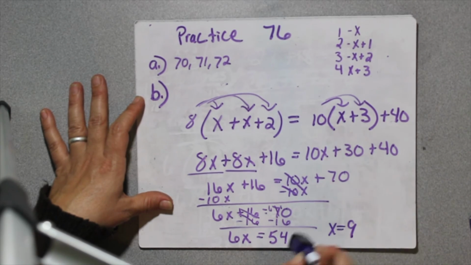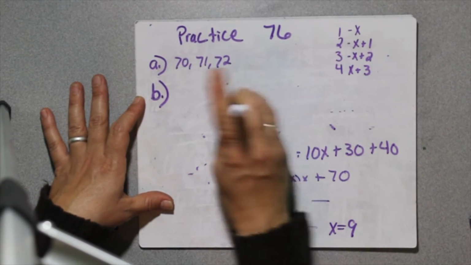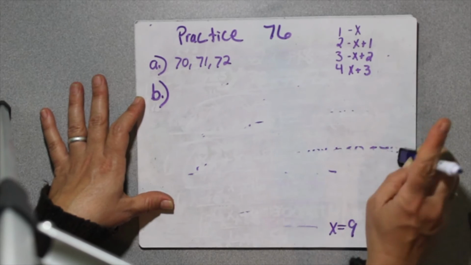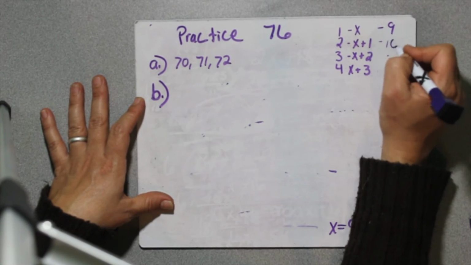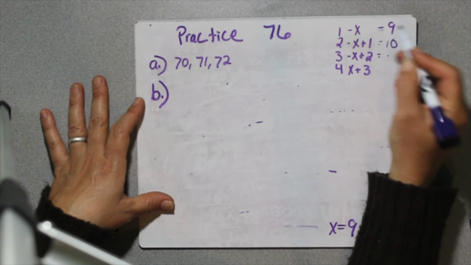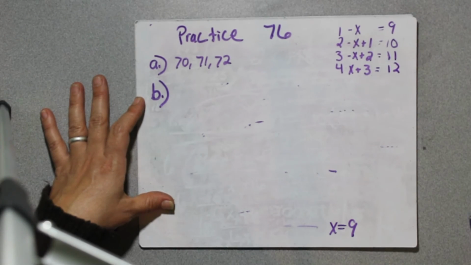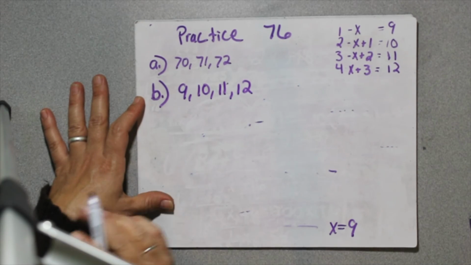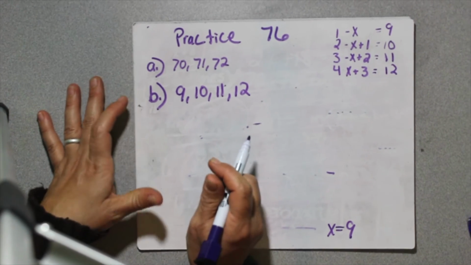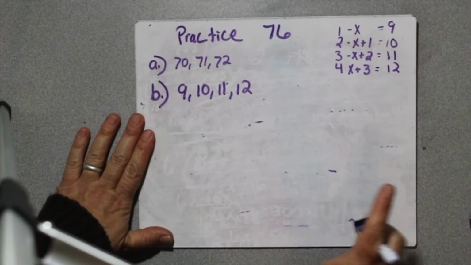All right, that is not the answer. That just tells us what x is. So then if we erase all this, okay, that tells us that up here, that x is 9. 9 plus 1 would be 10. 9 plus 2 would be 11. 9 plus 3 would be 12. So the answer is 9, 10, 11, 12. 4 consecutive integers. So remember, you're not only just finding x, you have to find the other integers that go along with x. All right, that's it for lesson 76.